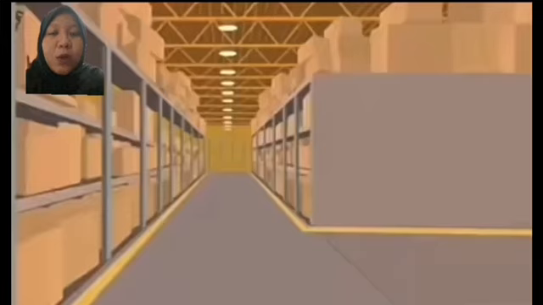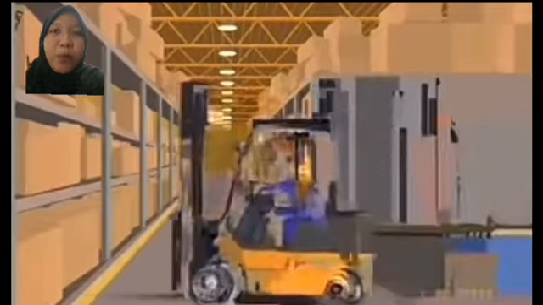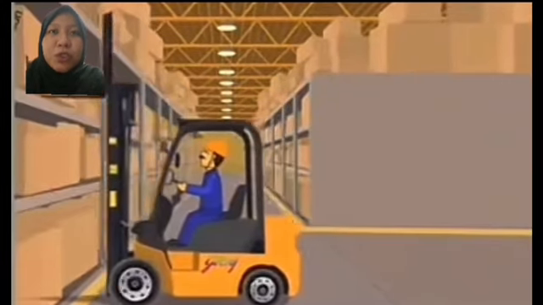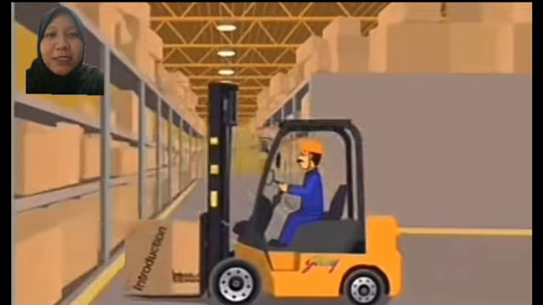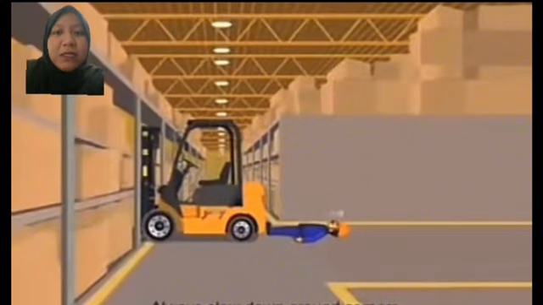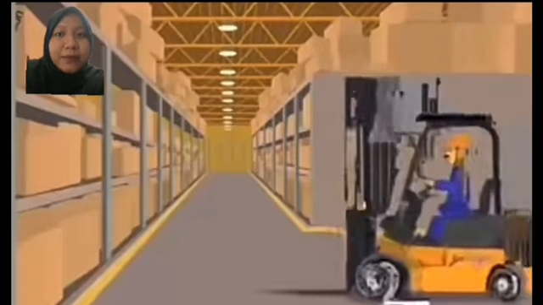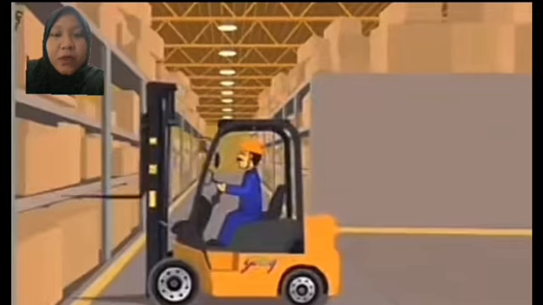Lastly, tipping will occur. To avoid tipping from occurring, the maximum load should be less than 2102.19 Newton when the level of the fork is 7 meters from the ground of the warehouse.